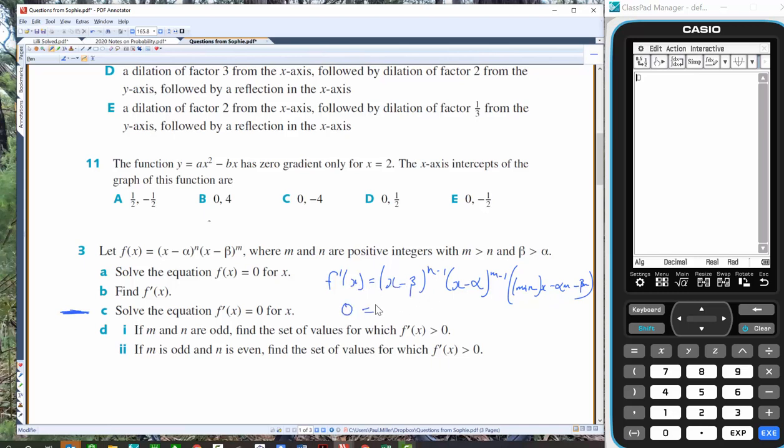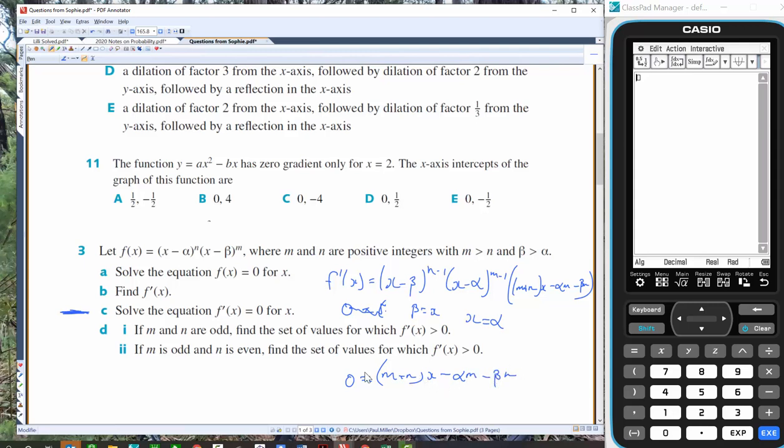All right, and then what we do is we solve it for 0. So 0 equals this. I'm not going to rewrite it all, but we let f'(x) equals 0, which means that we're going to get β. So x could be β, x could be α. And let's solve this one here: 0 equals (m + n)x − αm − βn.